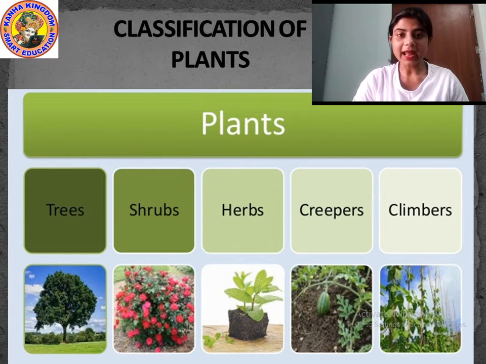Understood? Then all the water plants are also called herbs because the stems of these plants are very soft and delicate. Then comes the creepers.